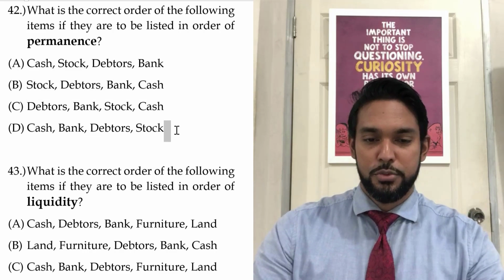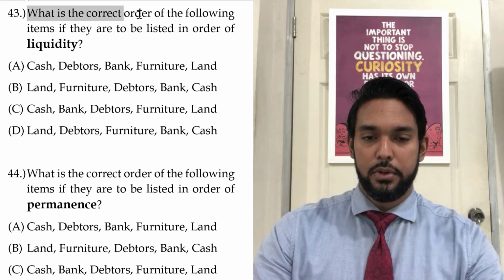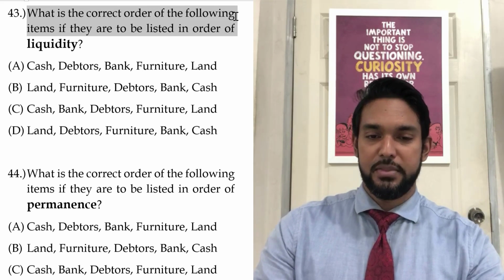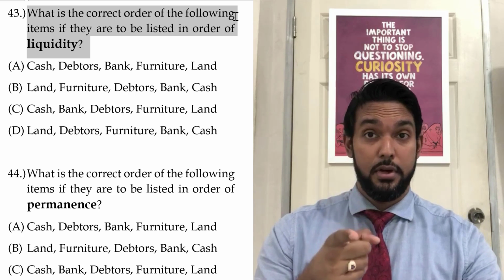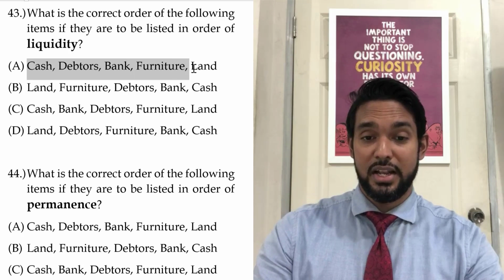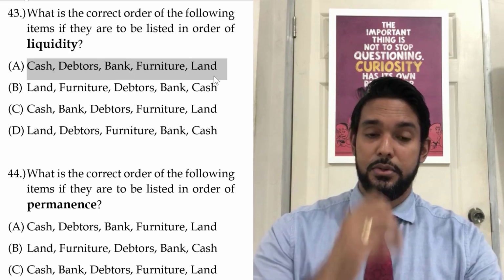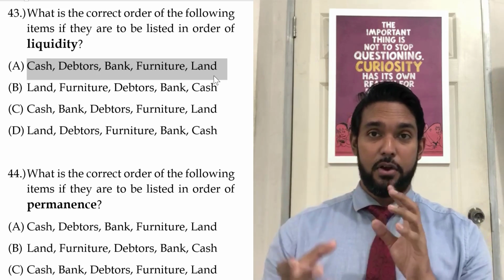All right. So moving on from there now, number 43. What is the correct order of the following items if they are to be listed in order of liquidity? Didn't we just do this question? Oh, but look at the options. Look at the items. We have cash, debtors, bank, furniture, and land. So these are different assets. So we have a mix of current and non-current.